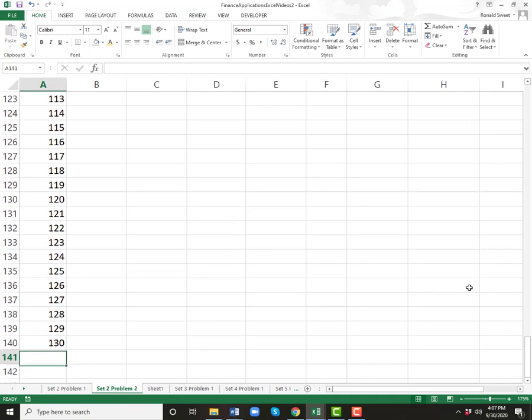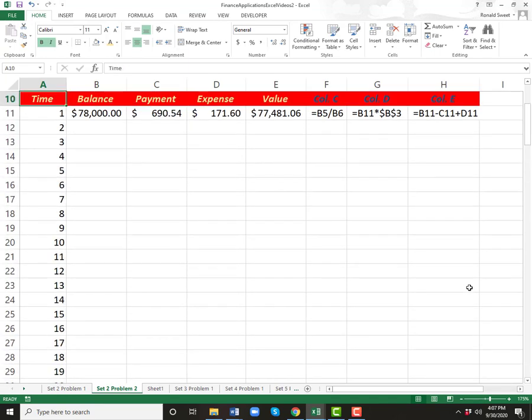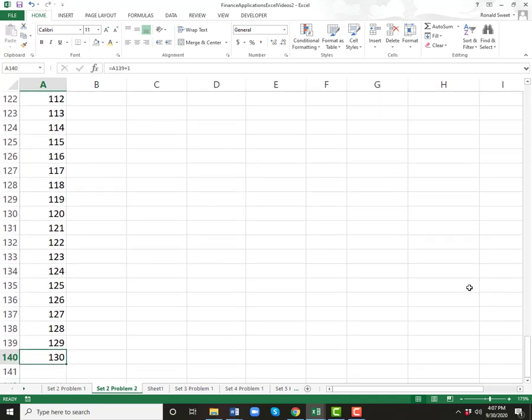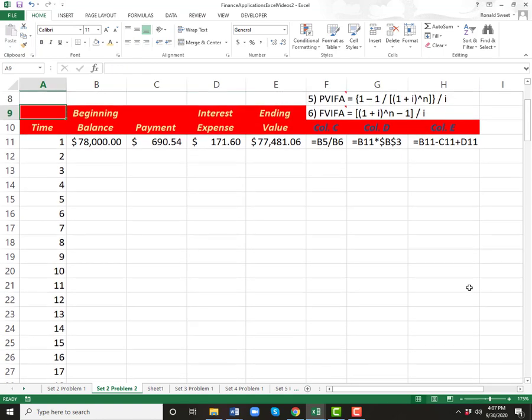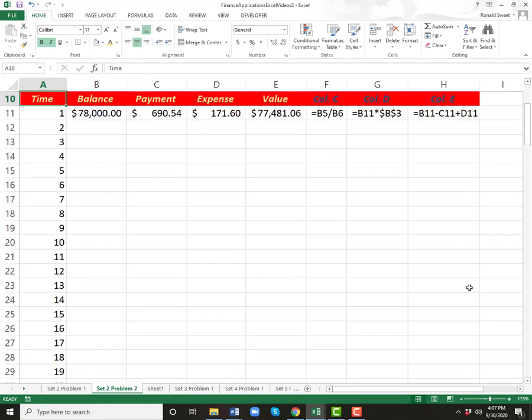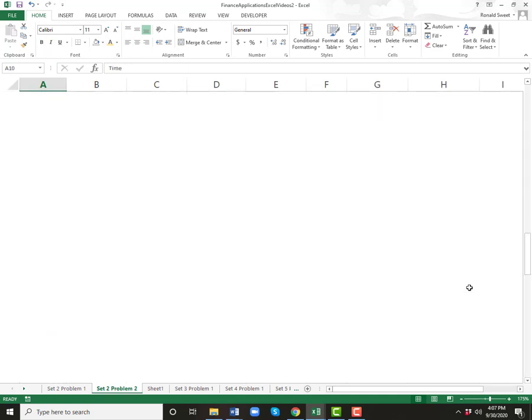I usually don't do it like this, but it's fine. We can do it like that. So that gives us 130. So that worked. Remember, you can do control and the up arrow to get back up to the top. Remember, control down, control up gets you around the spreadsheet.